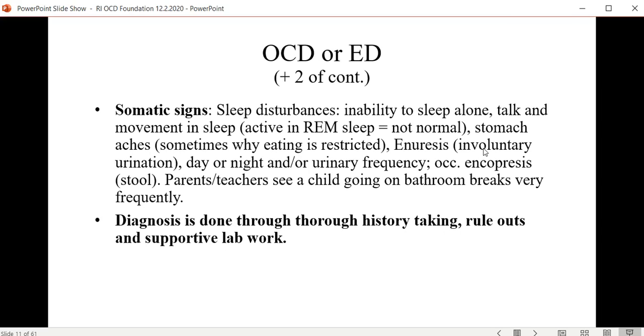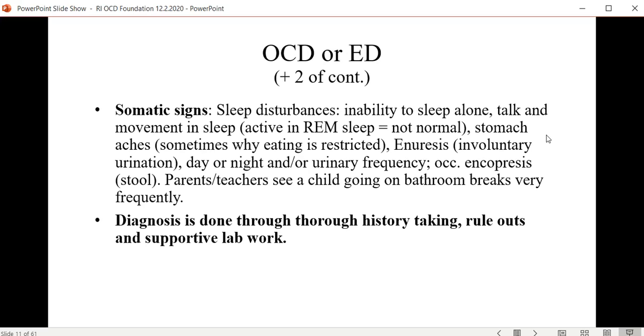Sleep disturbances are very common. They have an inability to sleep alone, or they talk and move in their sleep. They might fall out of bed. They're sleepwalking. These are things that they're not normally doing. Again, they have stomach aches, which is sometimes why they resist eating. They all of a sudden have a bedwetting event or urgency to go to the bathroom day or night. I've had kids tripping over their Xbox wires because they have to get to the bathroom so fast.